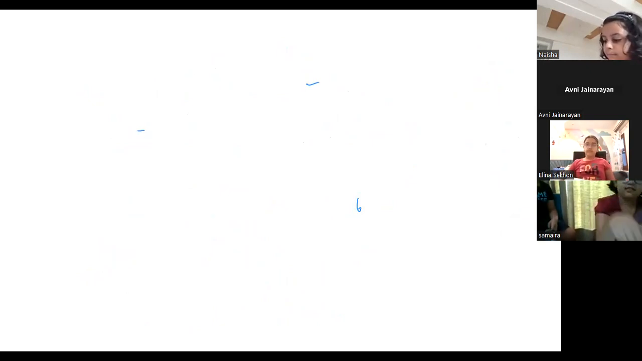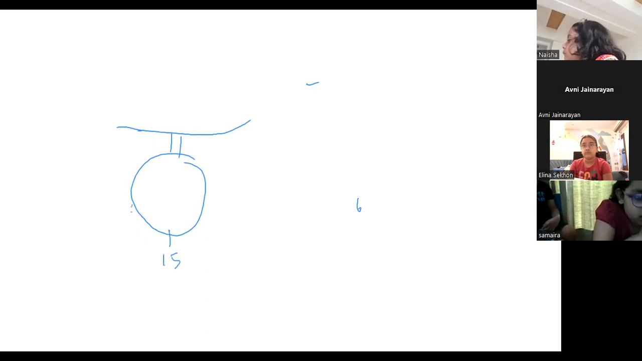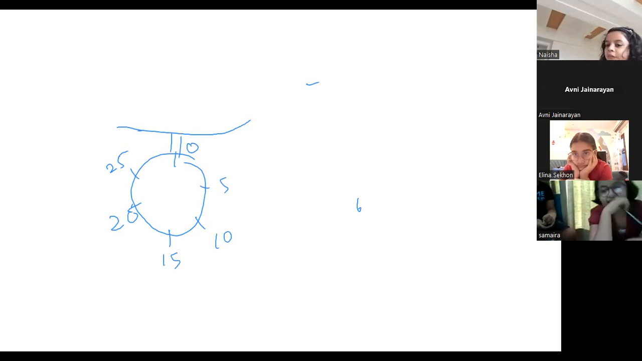Eyes on the blackboard. Okay. This is a weighing machine. And this is the scale. And here it says 15. Here it says 20. Here it says 25. Here it says a 0. And this is a 5. इसका ये मतलब है इसके scale in steps of 5 है ना? 5, 10, 15. All right.